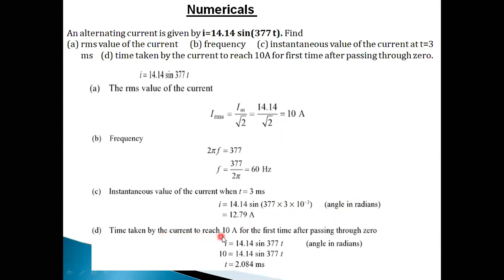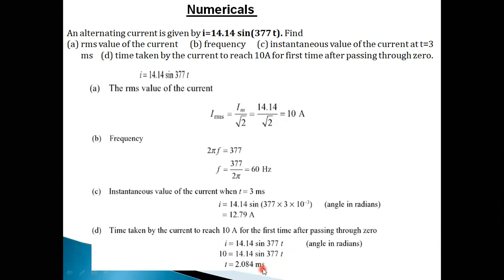Time taken by the current to reach 10 amperes for the first instant after passing through 0 is nothing but: just substitute i equal to 14.14 sine 377t, that is 10 divided by 14.14, and finally we can calculate the value of t. It's approximately 2 milliseconds. Milli stands for 10 to the power of minus 3.